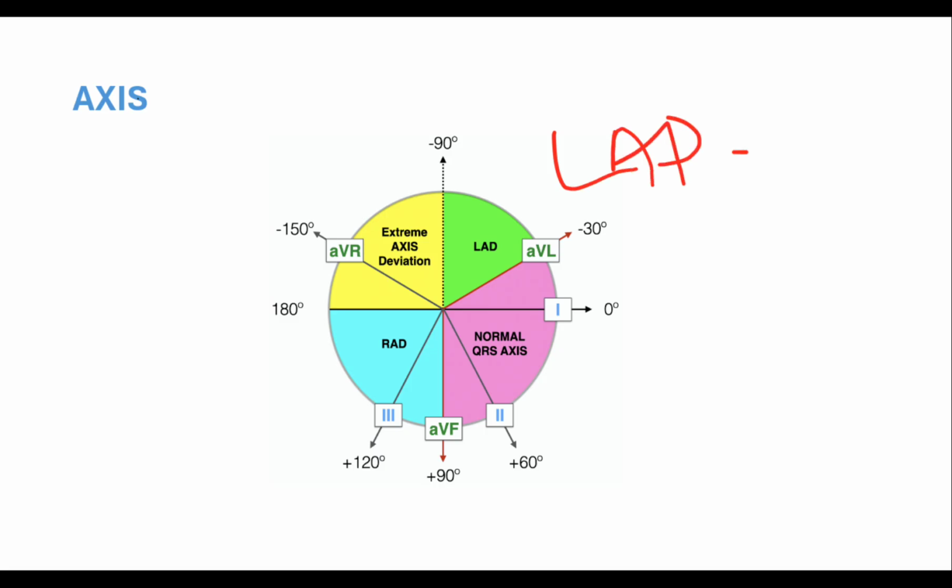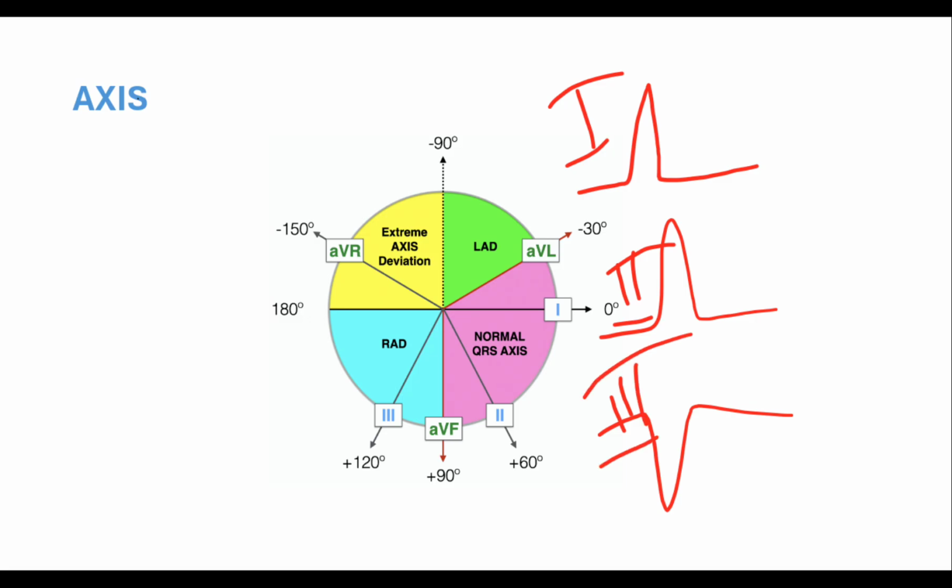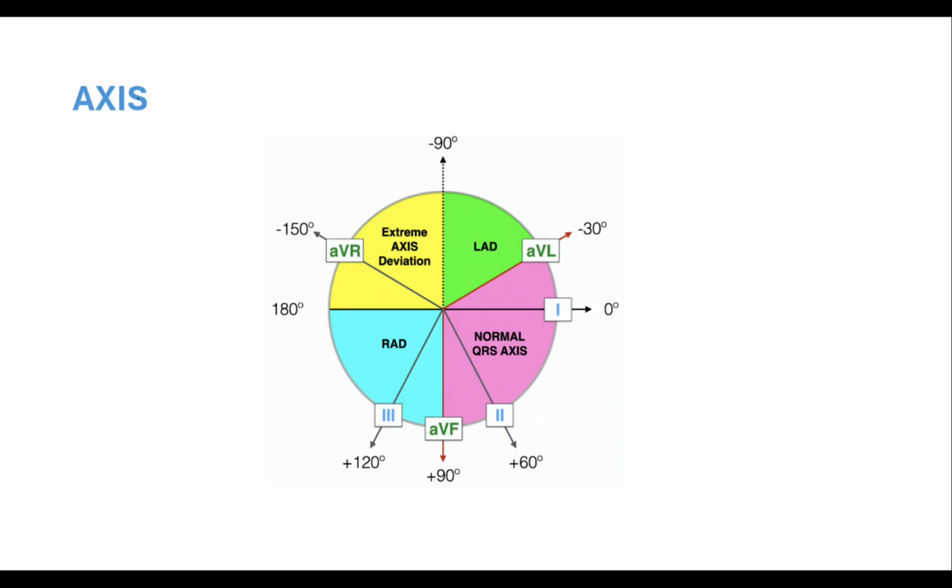We'll give one more example so that it becomes clear. Suppose this is lead 1, this is lead 2, and lead 3 is negative. So lead 1 is going to be positive, lead 2 is going to be positive, lead 3 is going to be negative. Where is it falling? The resultant is going to be, you can see that instead of coming down here, it's going up a little bit to the left side. That is called left axis deviation.